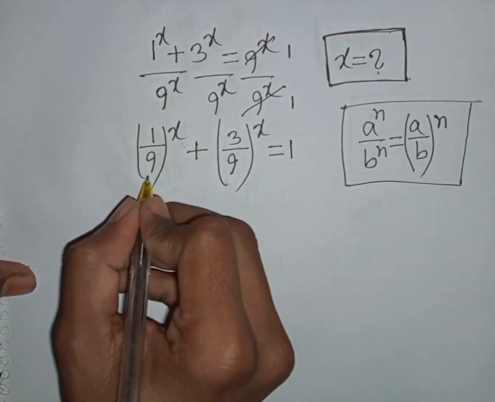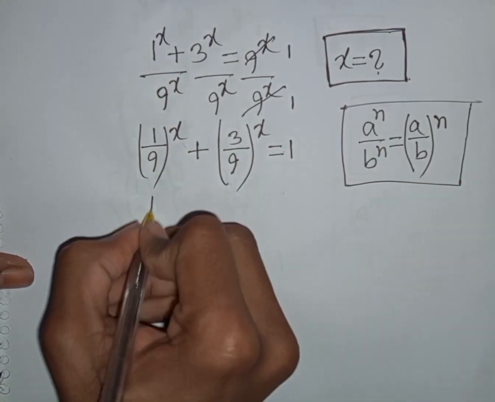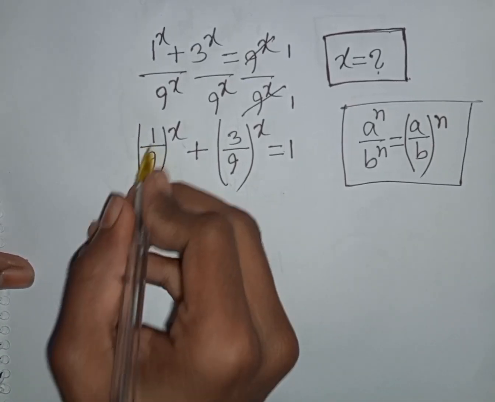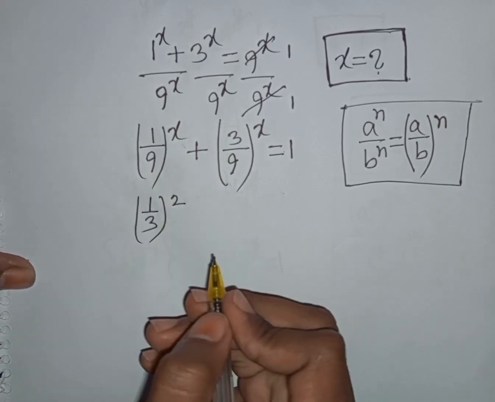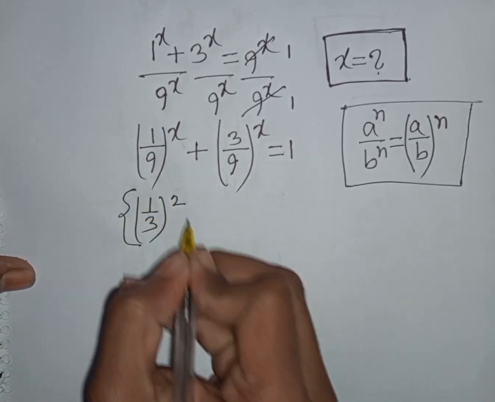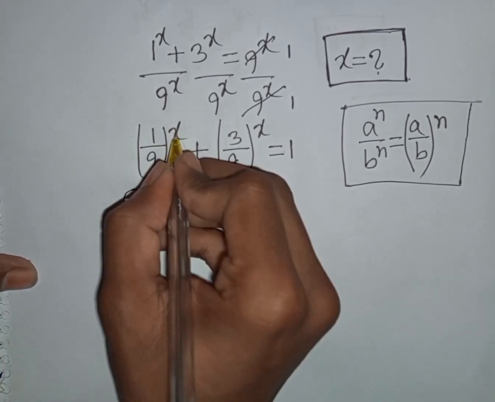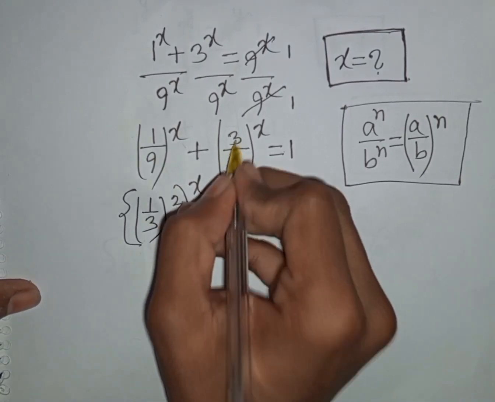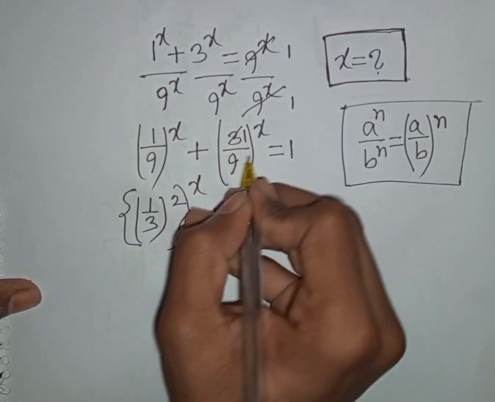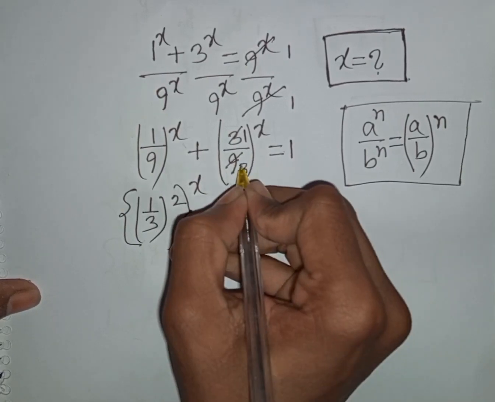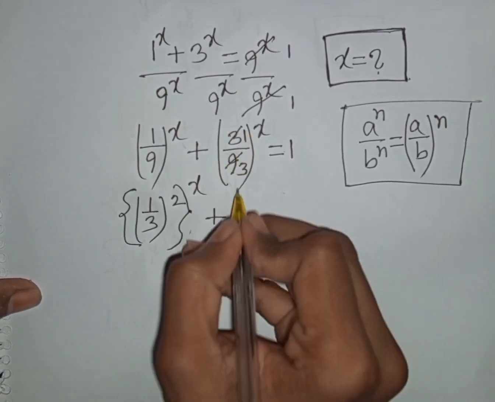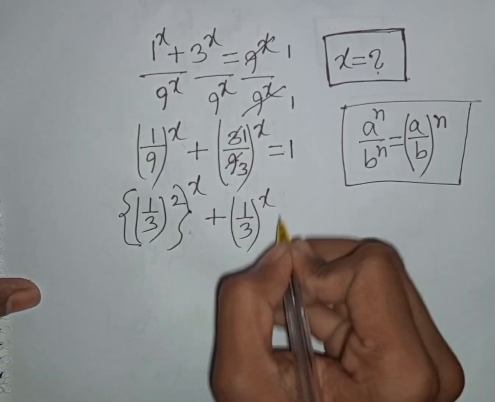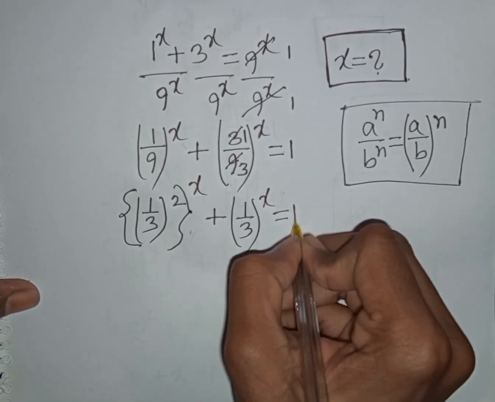Now 1/9 can be written as (1/3)^2, which is the same as 1 over 3 squared, which is 9. Then this first bracket can be written as the second bracket to the power of x, plus here 3 divided by 3 will be 1, and 9 divided by 3 will be 3. So we have (1/3)^x is equal to 1.